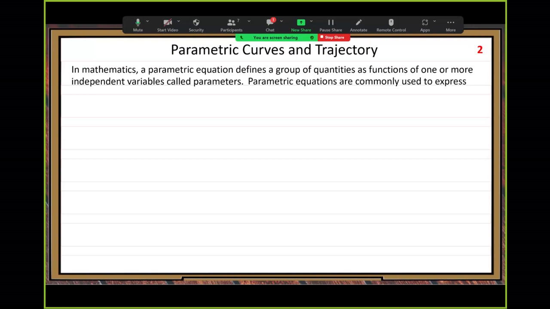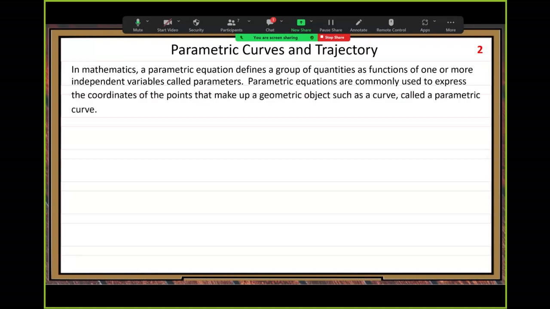Parametric equations are commonly used to express the coordinates of the points that make up a geometric object, such as a curve, called a parametric curve. Another important case is the surface. I didn't put it here because we do not look at surfaces. A parametric surface is more complicated. Here we only do the parametric curve.